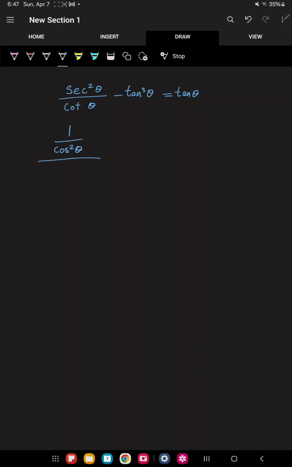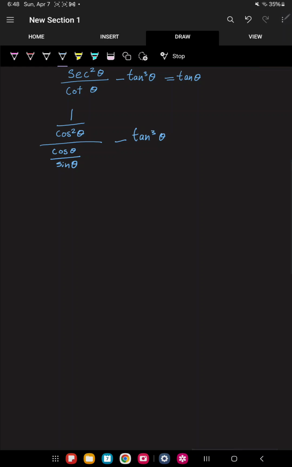And then cotangent theta is basically the inverse of tan theta, and we know that tan theta is equal to sine theta over cos theta, so cotangent theta must equal cos theta over sine theta, right? And then of course we're subtracting everything by tan cubed theta. So we need to multiply these. I mean, we can't just keep it a whole big fraction, right?